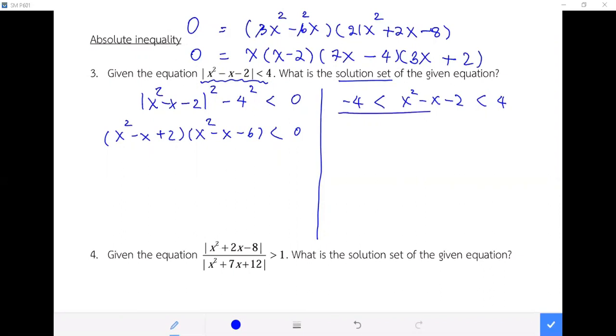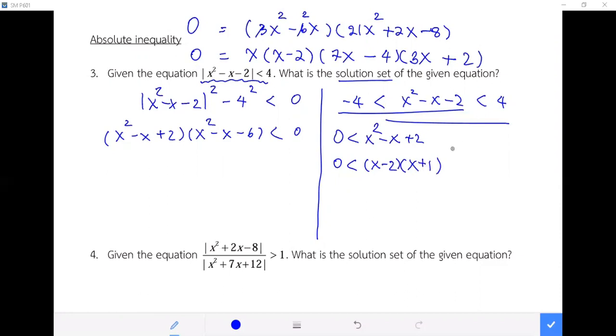Now you may want to work on it like this and this, group 1 and group 2. So you go like this. X squared, sorry, you want to write like this. Move negative 4 there, it's 0 less than x squared minus x, and negative 2 plus 4 is plus 2. You can factorize them into something like this. This is like 2 and 1, so x minus 2 and x plus 1.